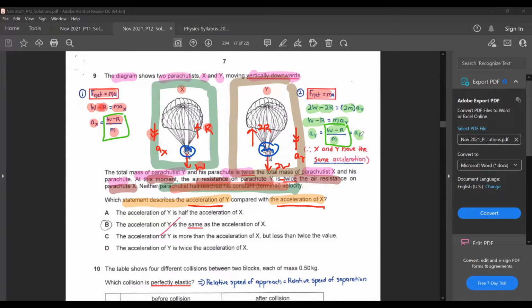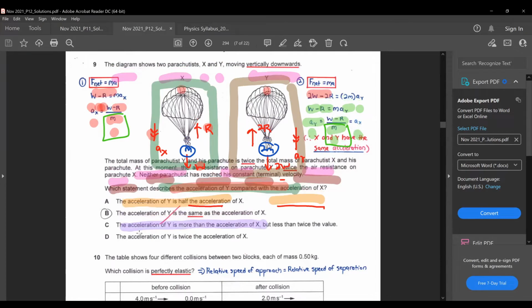Correct? So here the answer is just this: the acceleration of Y is the same as the acceleration of X. If you apply F net equals ma for both cases, you're going to get the same answer in terms of the acceleration. Okay, so this one is number 9.